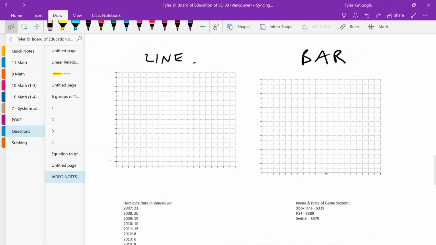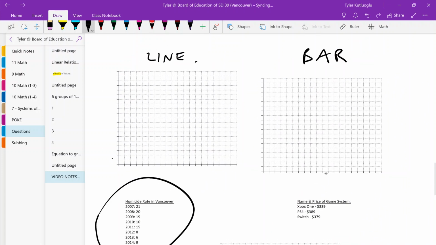So, the mathy part of this is where we take information and we have to be able to graph it. So let's do one example really fast together. Here we have homicide rate in Vancouver. So here is the years, here is the rate, the number of people that were murdered in Vancouver.